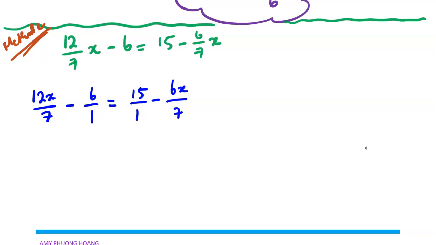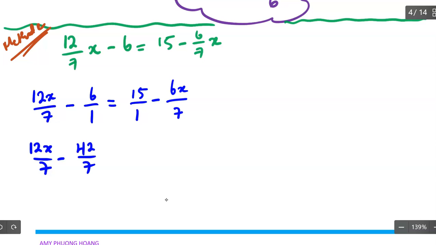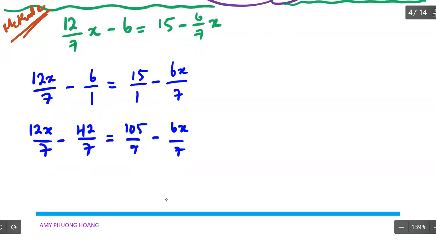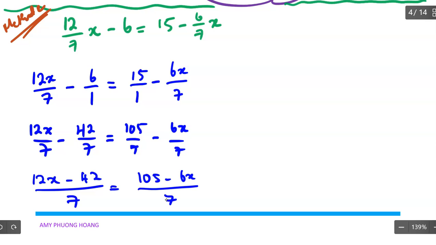Many students will do this: I convert everything to fractions and start finding the common denominator for all of these fractions. The common denominator should be 7. So 7 times 6 would be 42 over 7, and 7 times 15 would be 105 over 7. The next step, so what is the purpose of getting the common denominators? It is to perform the operation on top and keep the denominator the same. That's exactly what I just did, right?